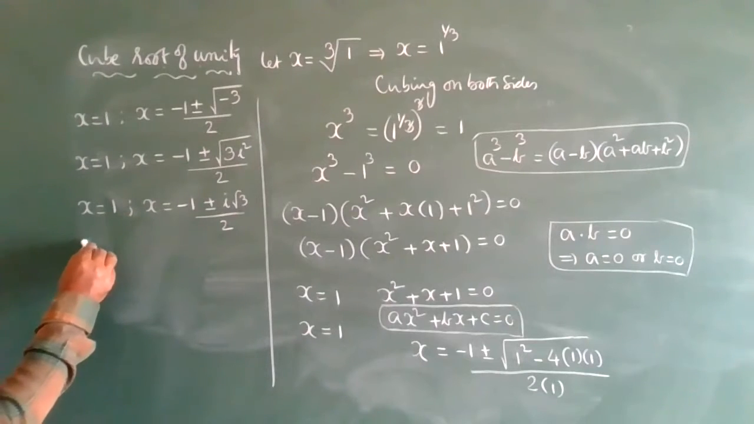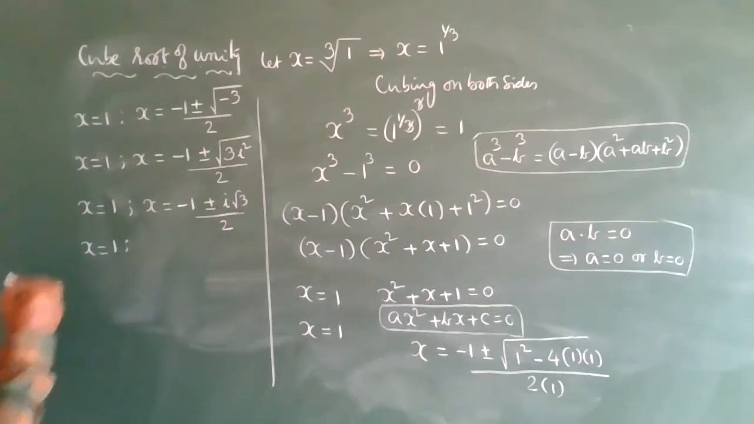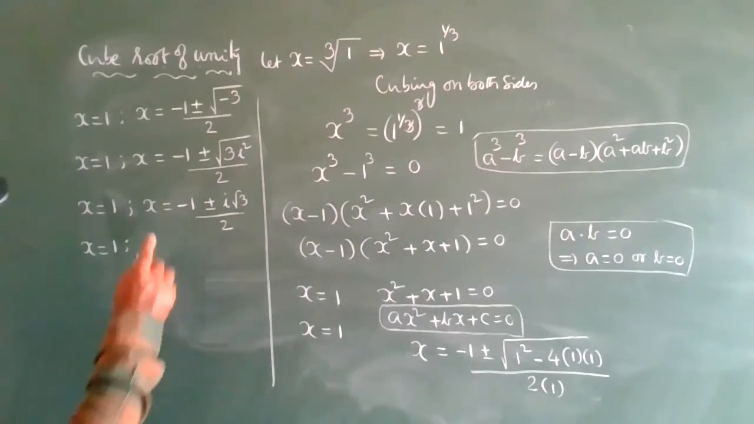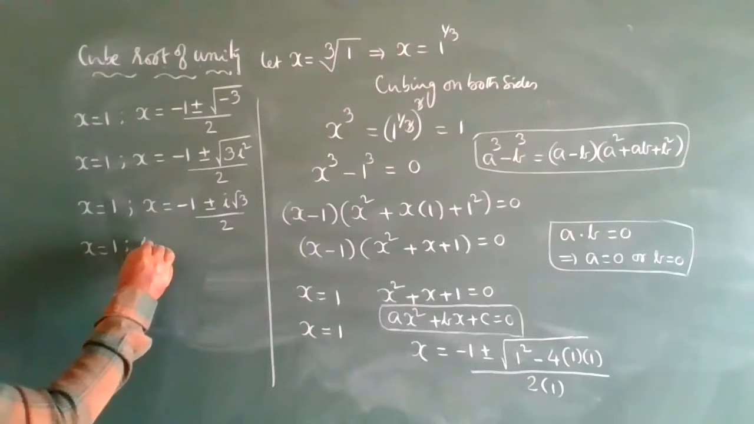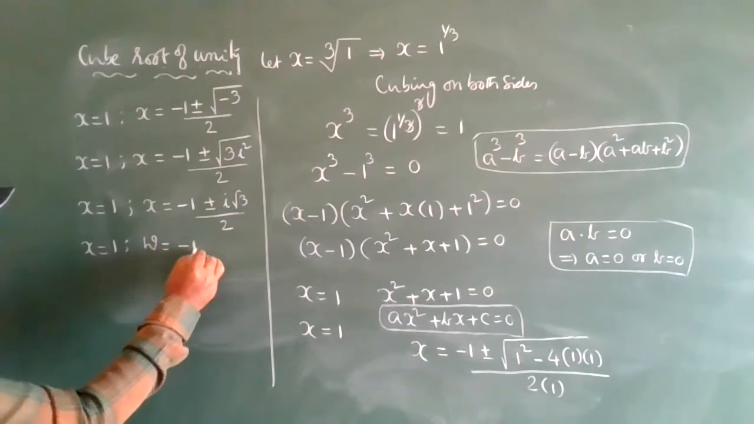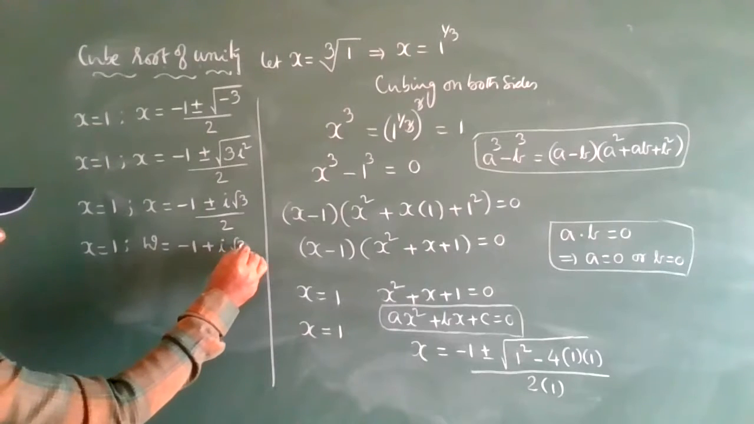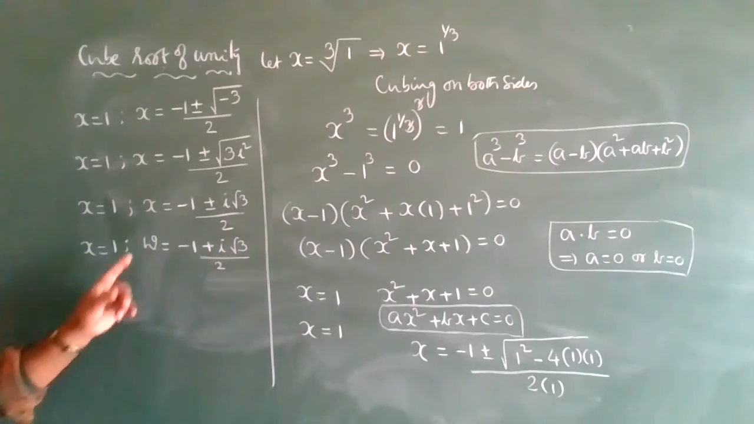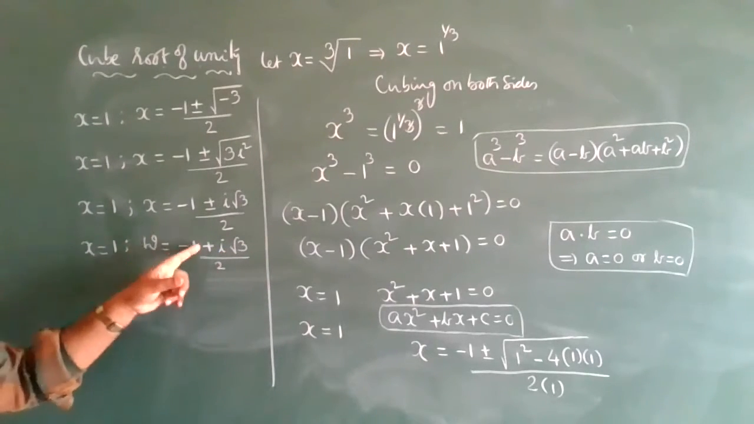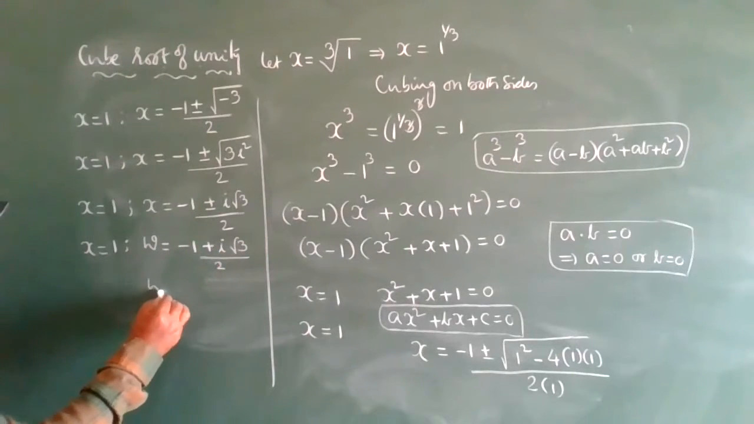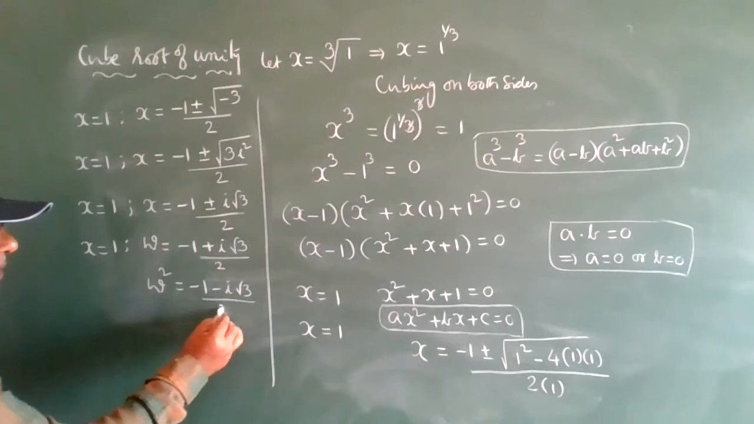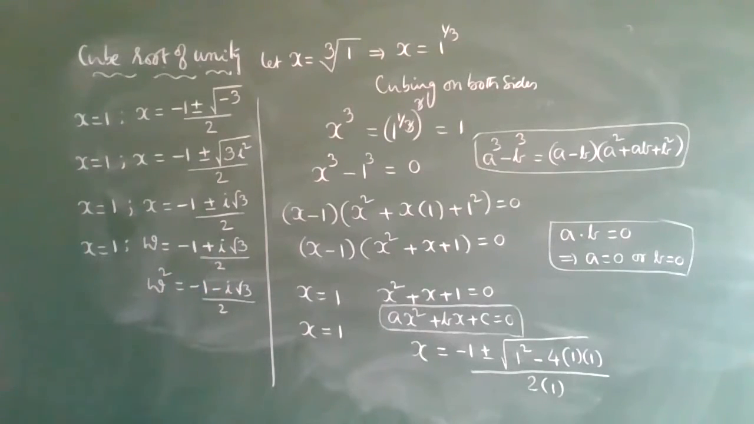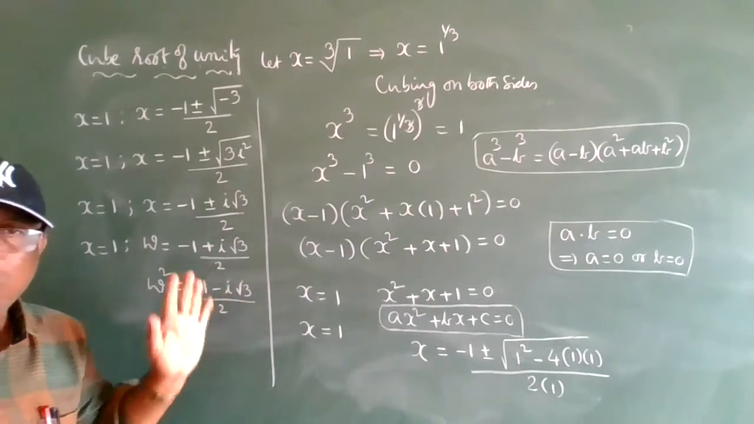Now x is equal to 1 is the one real root. For the other values, taking the plus value and the minus value, the first value I get is omega, equal to minus 1 plus i root 3 by 2. Its square, omega square, will become the second one: omega square is equal to minus 1 minus i root 3 by 2. The square of the first one will become minus 1 minus i root 3 by 2.